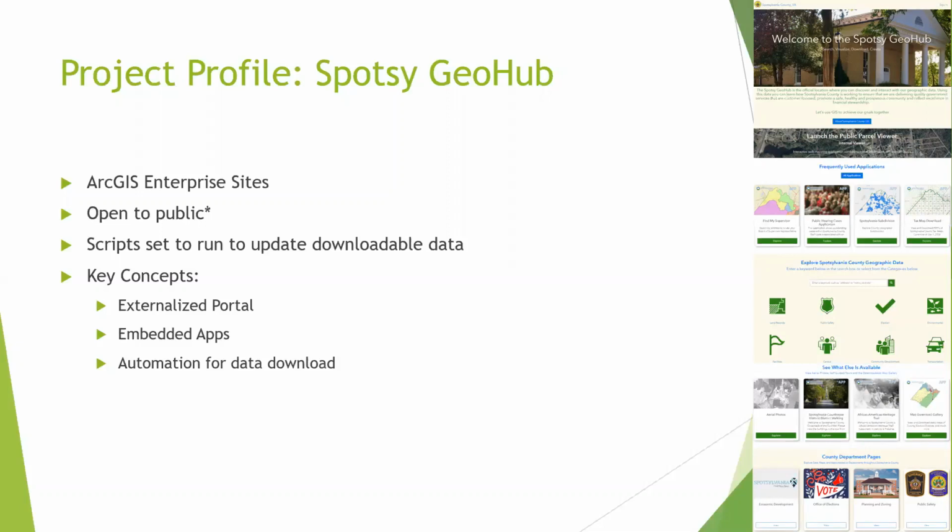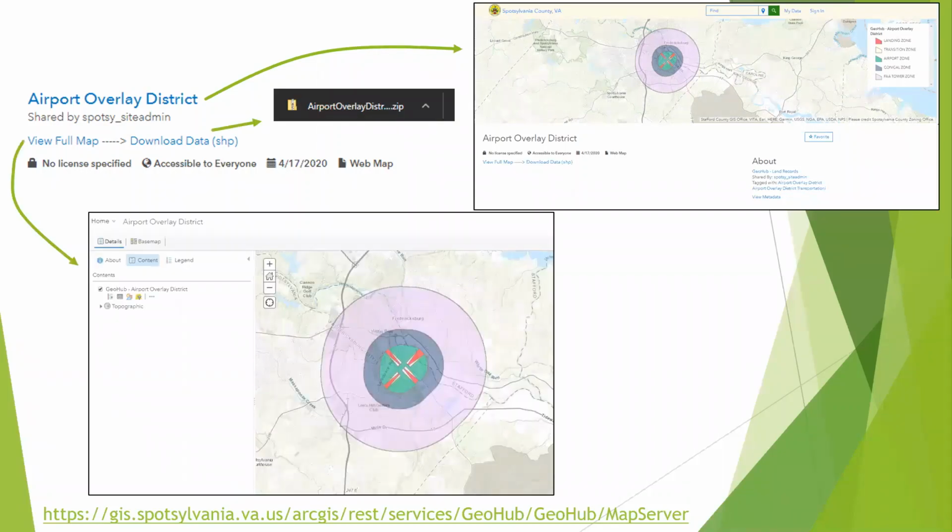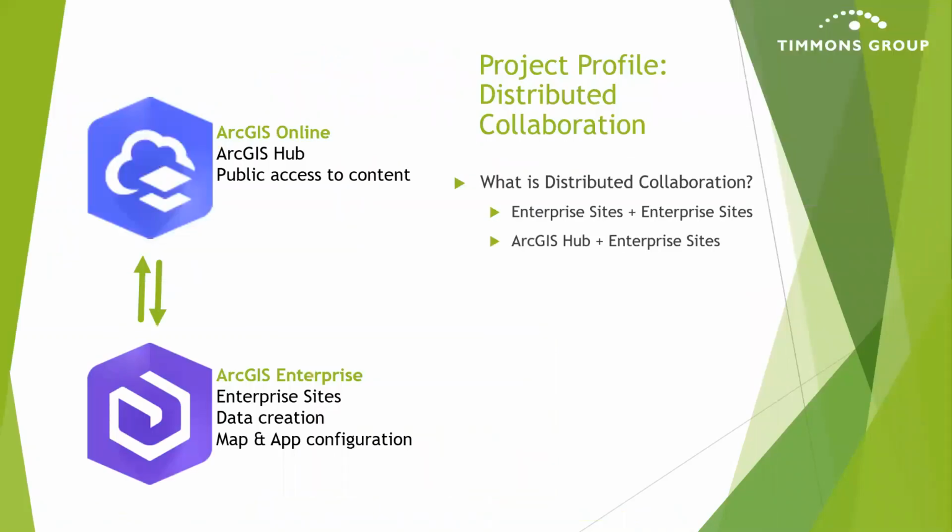So this is a way that as a user, you can select a data category and then go directly to the airport overlay district, a returned web map, for instance. And then from there, you can either download the zip shapefile or interact with the full map. And then that's where you can customize that look and feel. You can add your own layers and add that to your application.